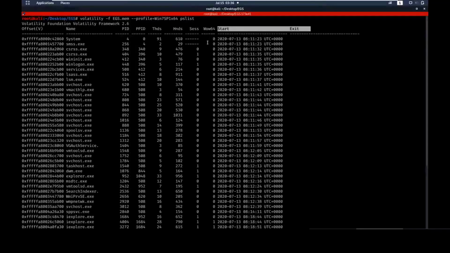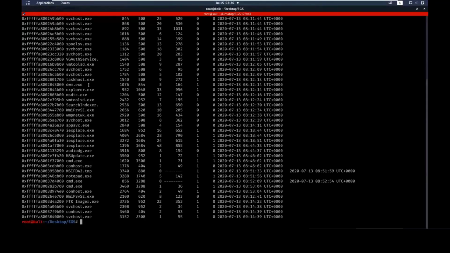And we have WOW64, which stands for Windows on Windows. It refers to Windows 32 on Windows 64. These are 32-bit applications which are running in our 64-bit operating system. So let's have a look at what we can find here.